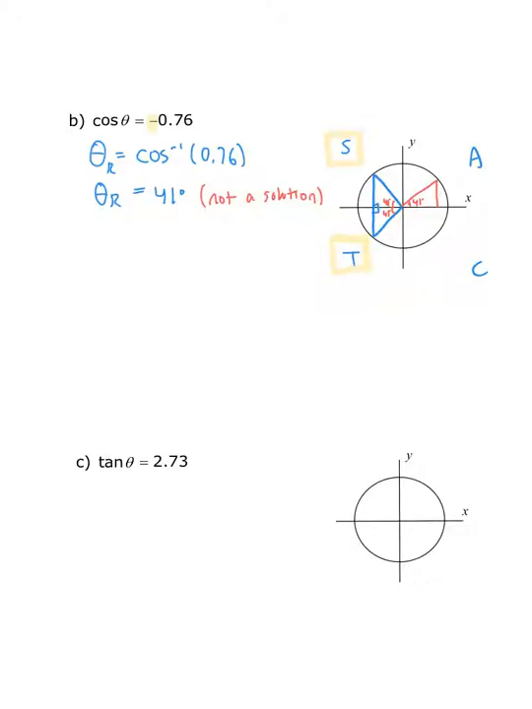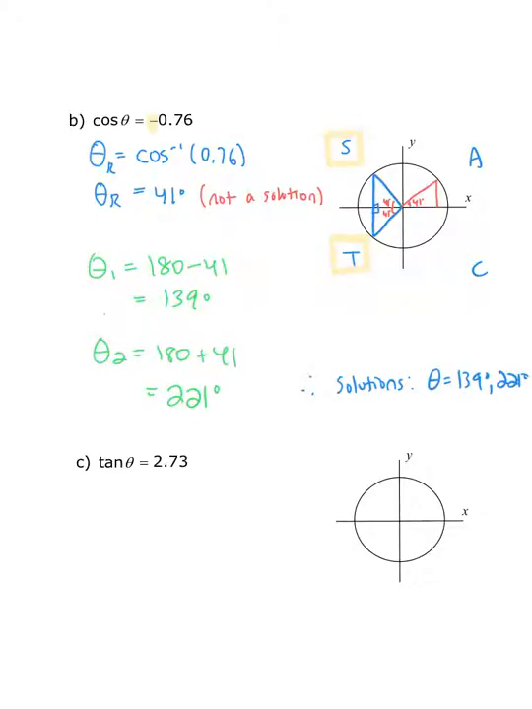So to find my actual solutions, my first one is going to be 180 take away 41 degrees, which is 139 degrees. And I got that from starting here. I went almost 180, but less by 41. And then my second solution, I'm going over 180 fully, and then I'm adding 41. So my second solution is 180 plus 41 degrees, which is 221 degrees. So the solutions that satisfy this equation are 139 and 221 degrees.